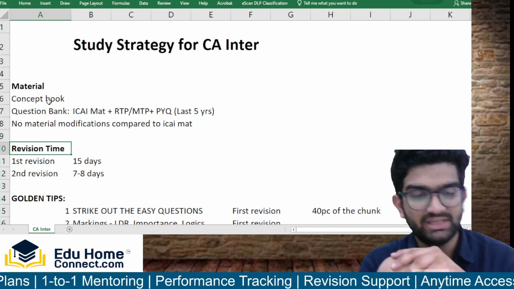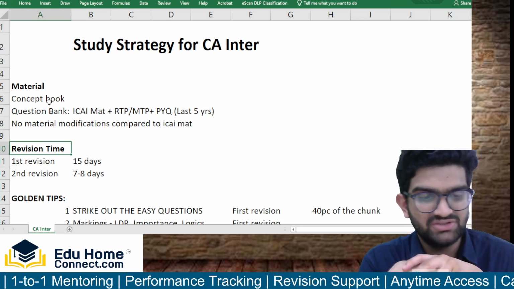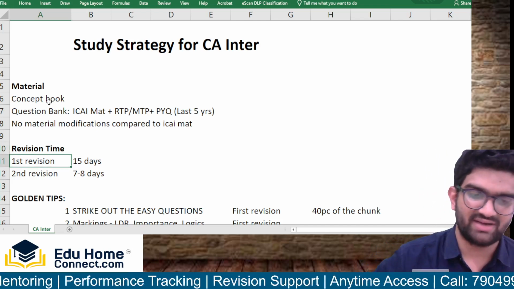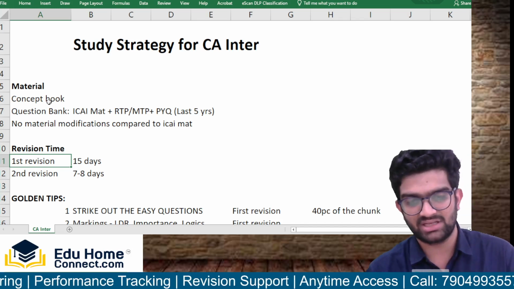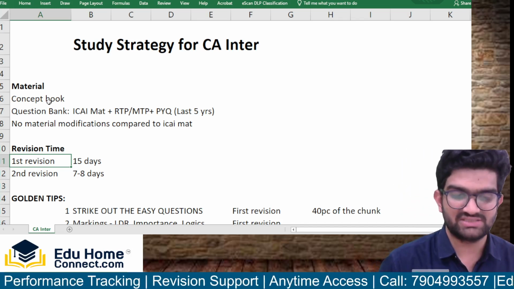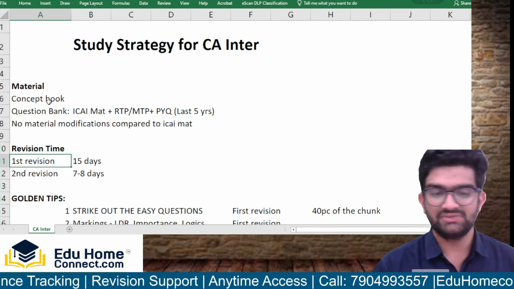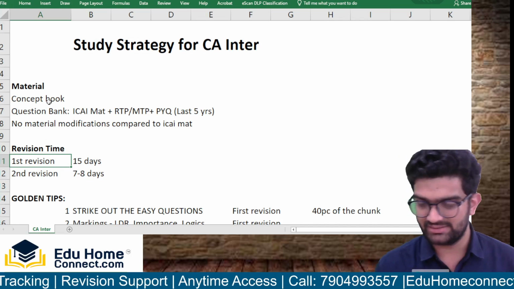Now, what should be the revision time? The revision time generally varies, but on an average, you have to revise at least 15 days thoroughly for each subject in the first revision, and the second revision takes 50% of your first revision, which is 7 to 8 days.